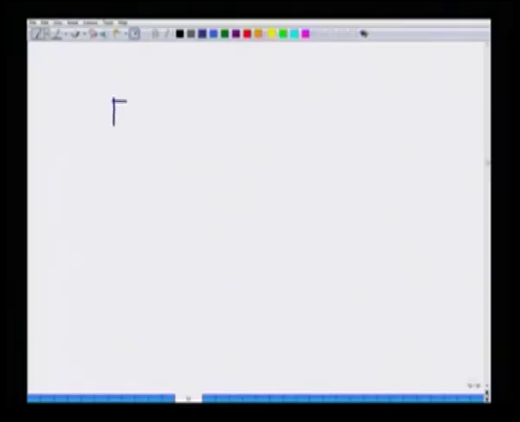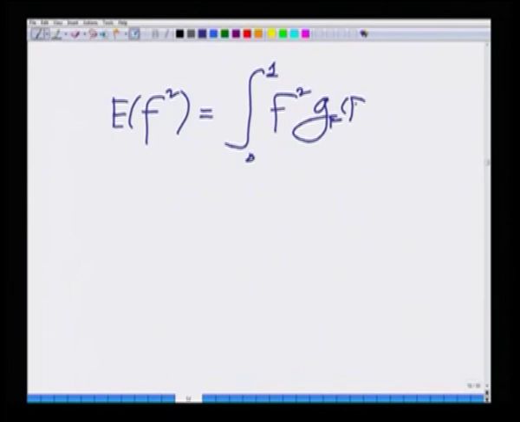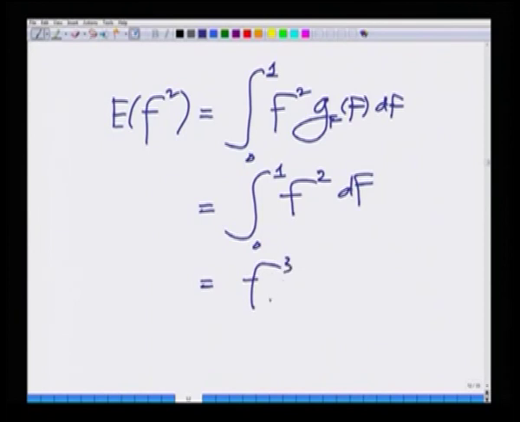Now, I want to compute expected f square, because I am going to use that in my later analysis. Expected f square can be easily shown to be the integral from 0 to 1 of f square g of f df, that is function times probability density integrated over 0 to 1, but g of f is nothing but 1. So, this is f square integrated between 0 to 1, this is f cube by 3 between 0 to 1, which is nothing but 1 over 3.